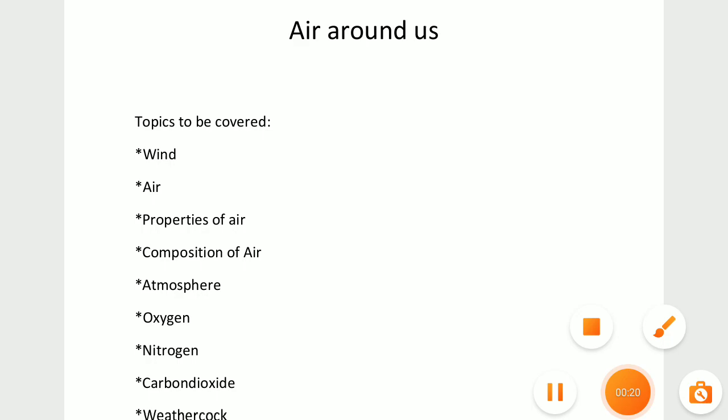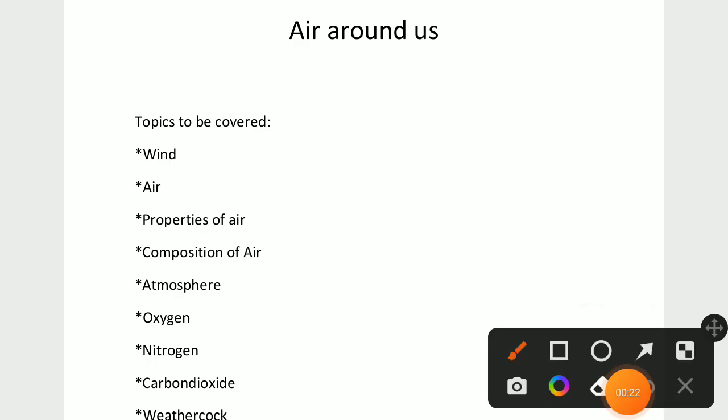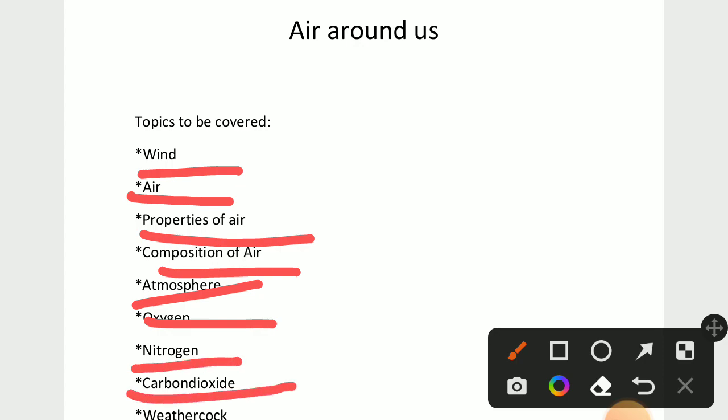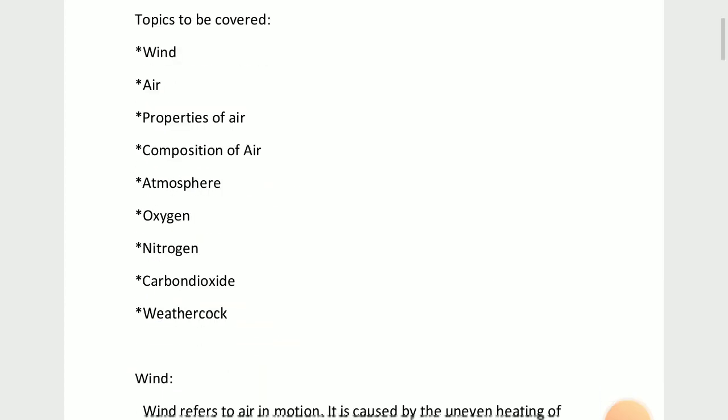First, let's see the topics to be covered. Topics to be covered are wind, air, properties of air, composition of air, atmosphere, oxygen, nitrogen, carbon dioxide, and weathercock. These are the topics to be covered in the air around us topic. Now let's go into the first topic, wind.